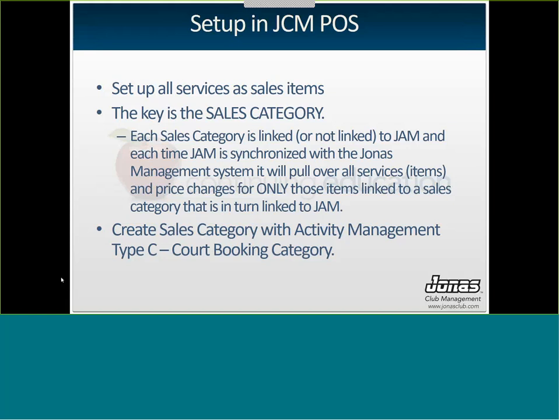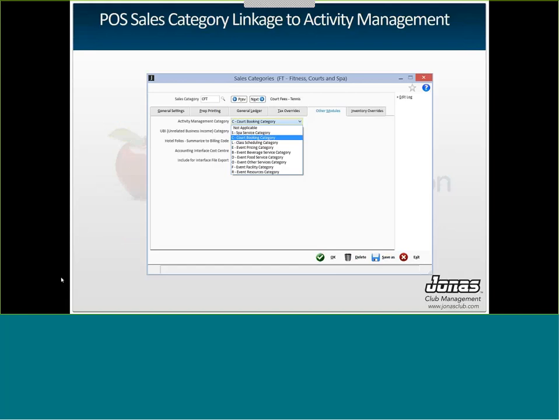So every sales category is either linked or not linked to an activity management module. Every time the activity management program is synced or integrated with the JONUS management system, it will pull over all of those services and all of those prices for just the items that are linked to the categories that are marked as activity management. So what you need for court booking is a sales category with the activity management type court booking category. You can see that if you navigate yourself to the other modules tab of the sales category, you can see that there are all of the different activity management options there with one for court booking as well.